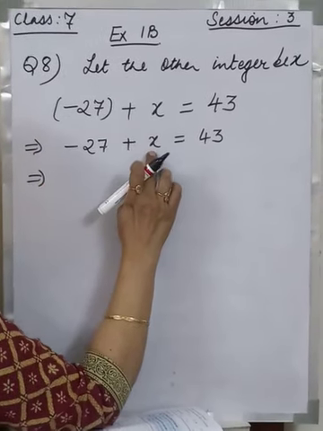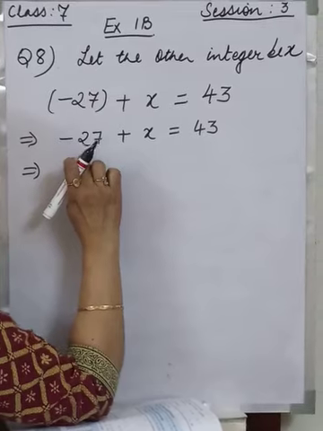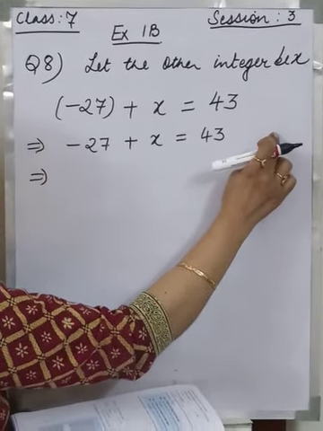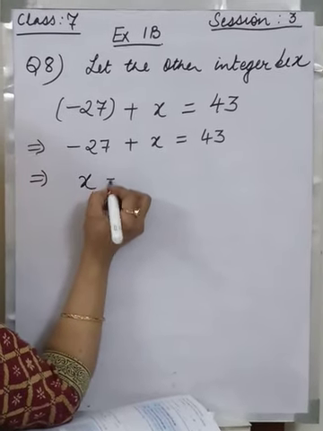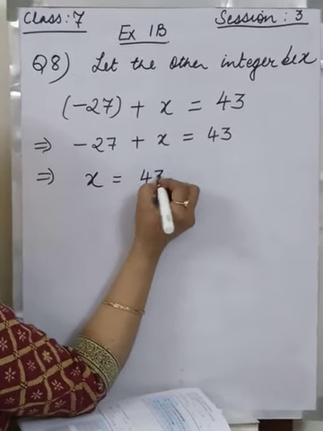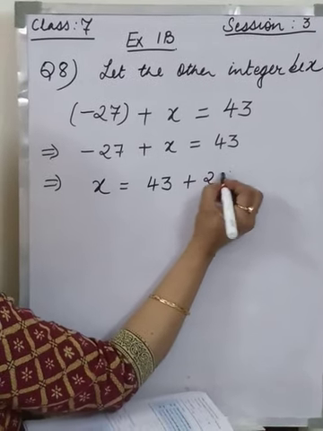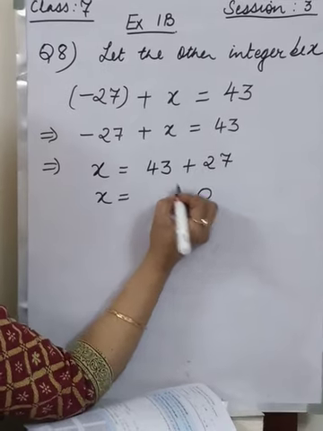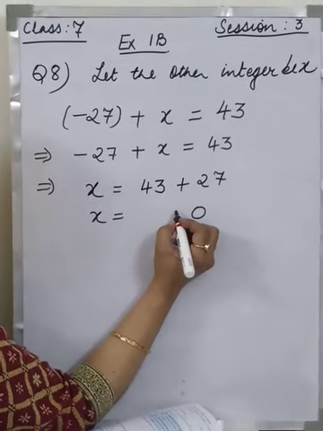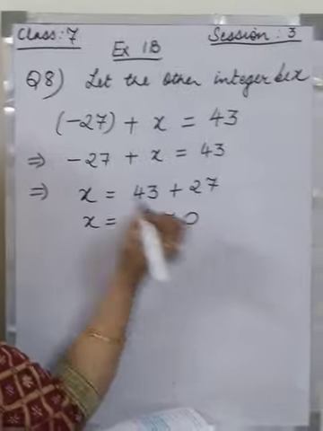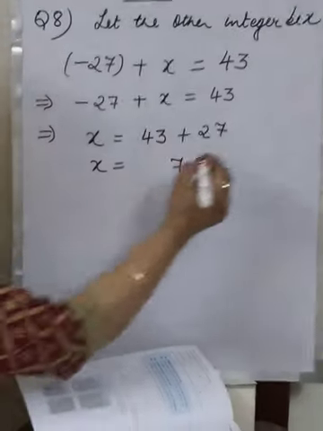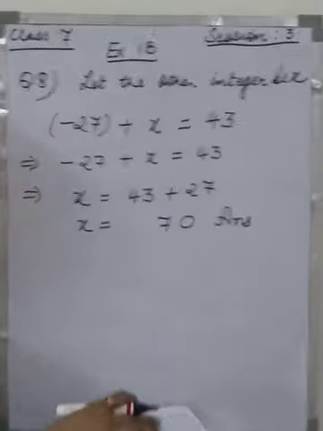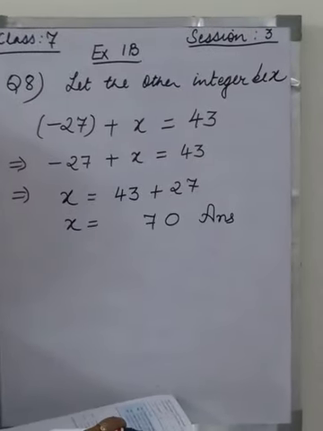Now we are looking for the value of x, so we transpose minus 27 to the right side, and transposing will convert the minus sign to positive. So what will we get as the value of x? 43 plus 27. So x is equal to 70. So what is the value of x? The value of x is 70. That means the other integer is 70.